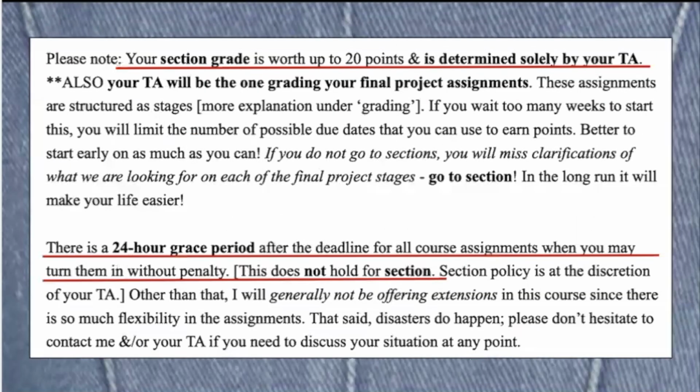Please note, your section grade is worth up to 20 points this quarter and is determined solely by your TA. Also, your TA will be the one grading your final project assignments. These assignments are structured as stages, and we'll see more of that under grading. If you wait too many weeks to start this, you will limit the number of possible due dates that you can use to earn points. Better to start early on as much as you can and get a lot of my class out of the way before your midterms in your other classes.